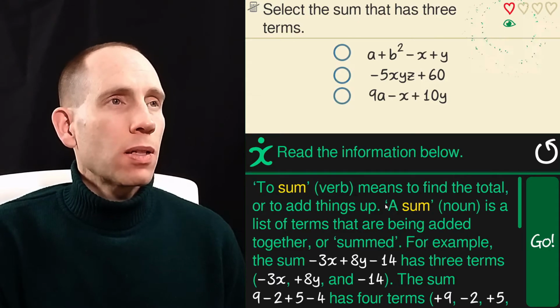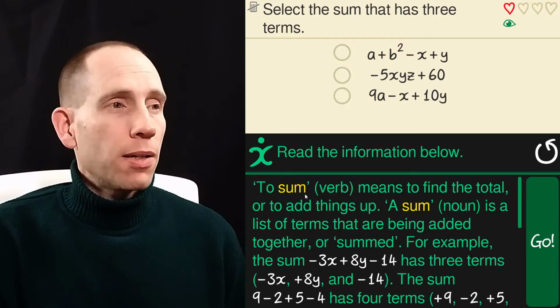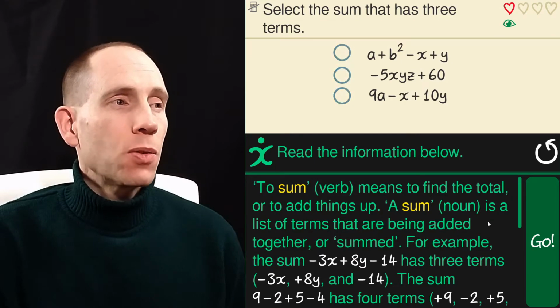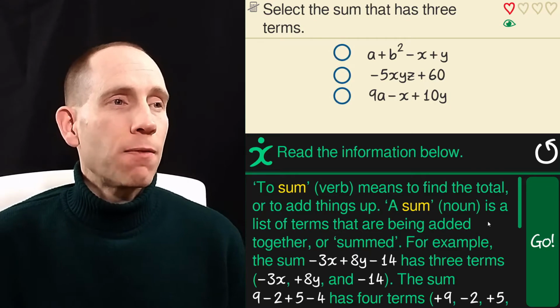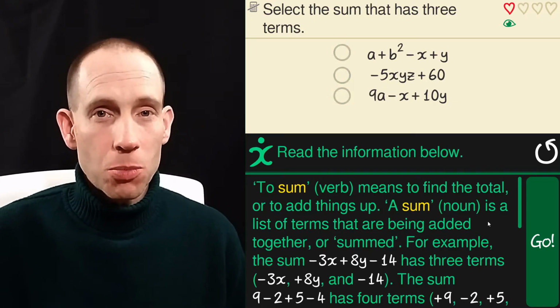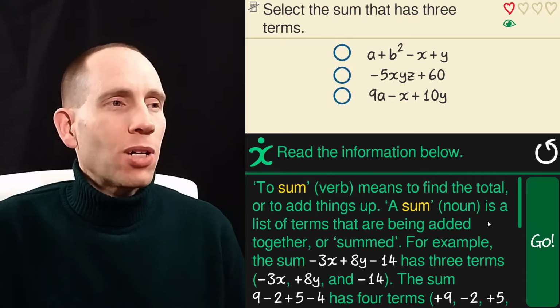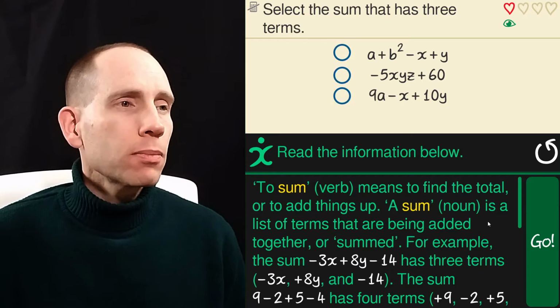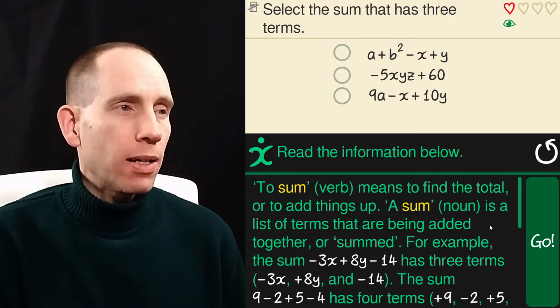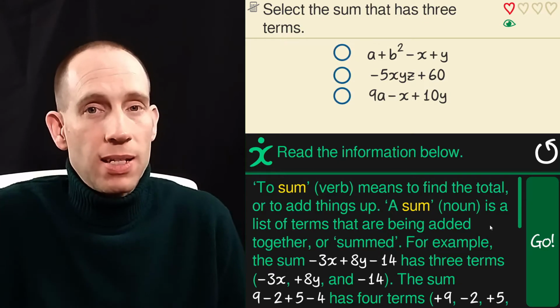So this first task then, we've got some information here. It's giving us a definition for the word sum, and either a verb or a noun. So to sum, the verb, means to find the total or to add things up. So I'm summing up, that's like a summary. So to add things up, to add and subtract it all together, that means to sum. And a sum is a noun, a list of things that are added together. So something that is being summed together is a sum.